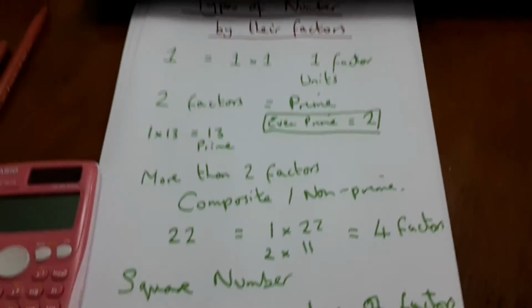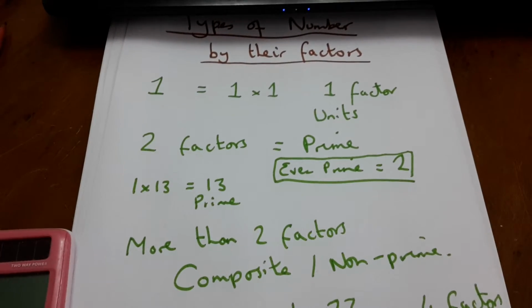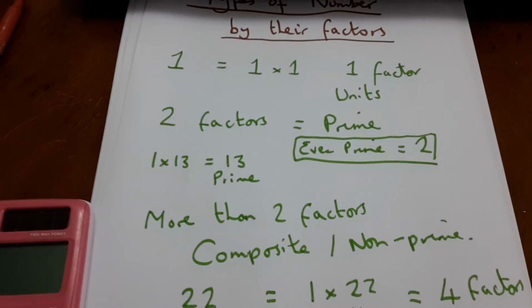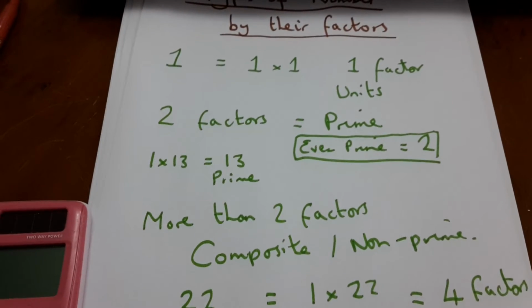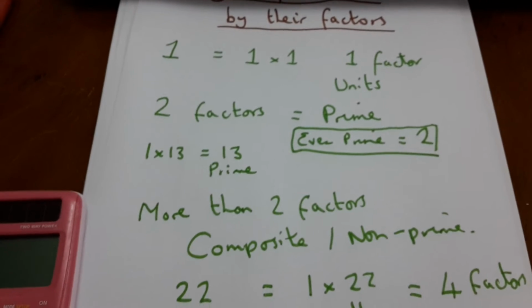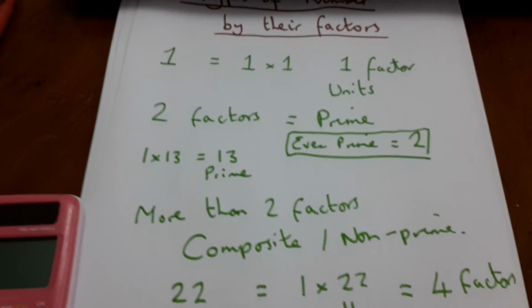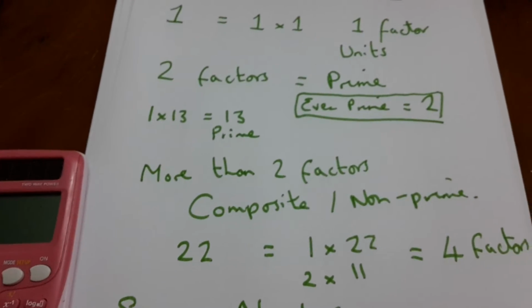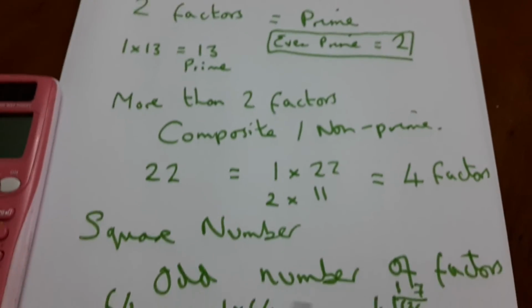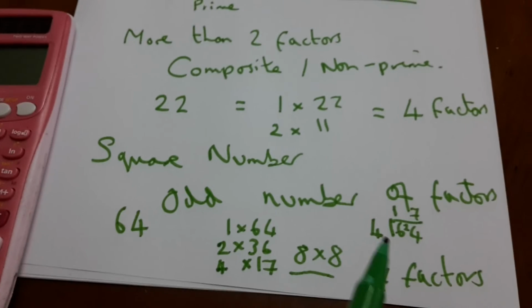So just to recap, if it has only one factor, that means it's the number 1, it's just a unit number, that's the only one that's like that. If it has 2 factors, it's a prime number, and the only number that's even that's like that is the number 2. All of the rest of the even numbers are in the 2 times table, so they are composite or non-primes. So any number that has more than 2 factors is a composite number, and a square number is the only type of number that has an odd number of factors.